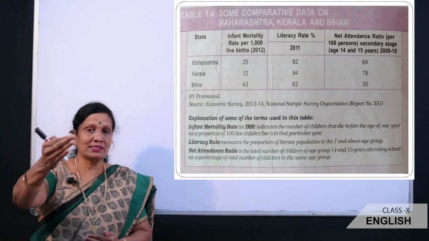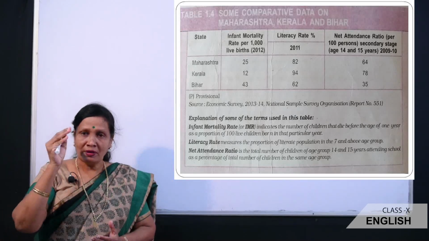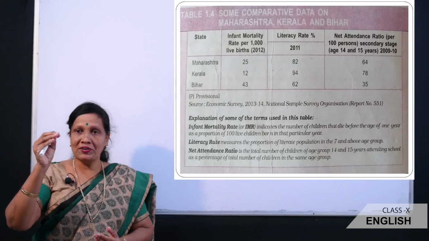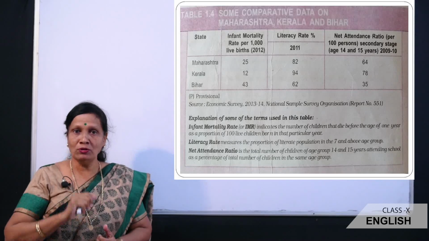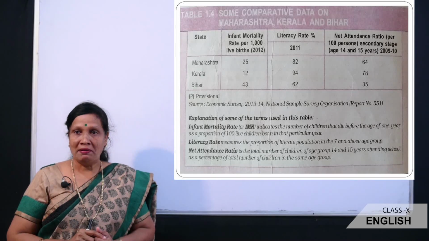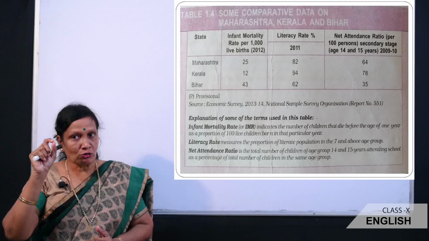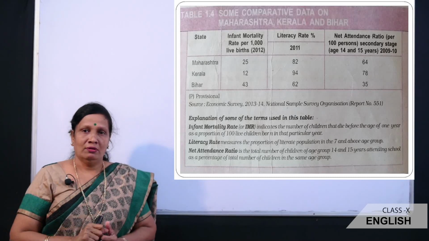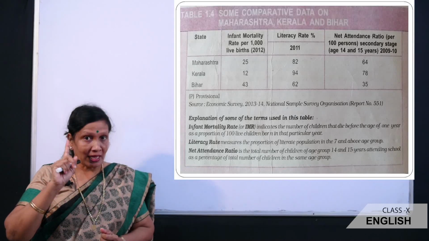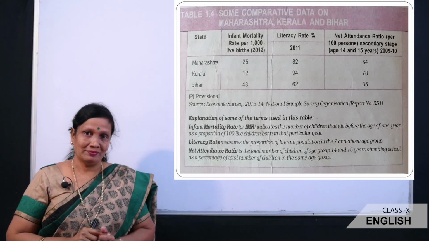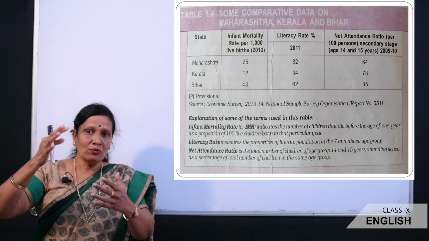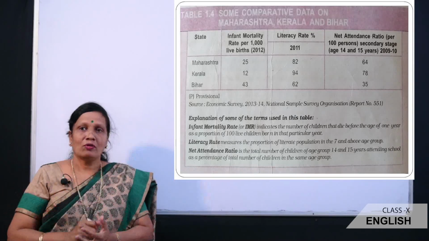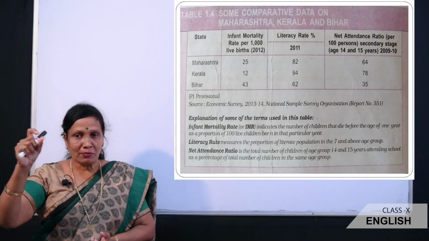So next comes the state Maharashtra, and then Bihar has got, out of these 3 states, the literacy rate is very low when compared to Kerala and Maharashtra, and then the attendance ratio is also very less, 35, and Bihar has got 43. That means the infant mortality rate is also more there. So now once you analyze like this, then you can write, you can give a suitable heading.